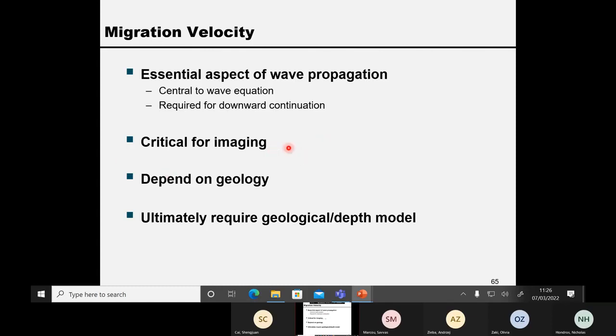As I said, velocity is critical, and velocity depends on the geology, right? So for migration we need a geological model. Basically, in migration you have the model in your mind, and then you generate an image to reflect that, to double check it, actually. Let me show some further detail based on migration. In migration, you have a model already, and then you do the migration.